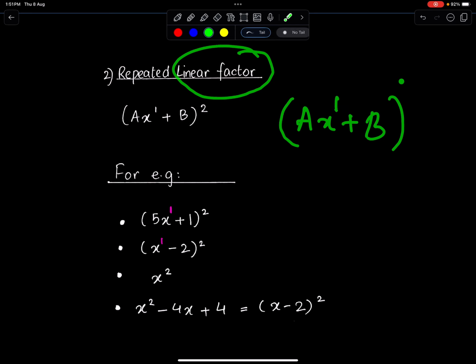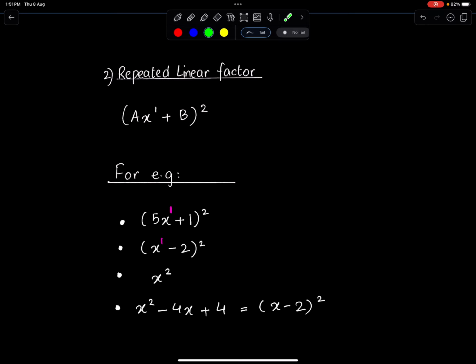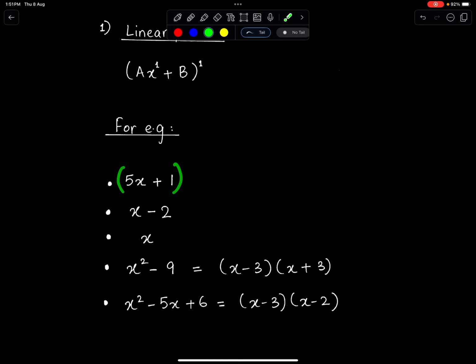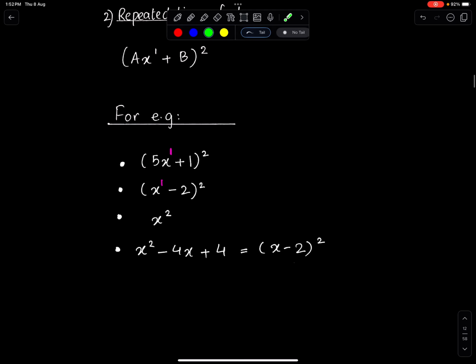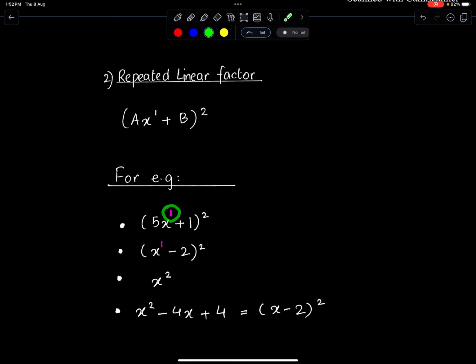And if you square this expansion, then this factor will become a repeated linear factor. So linear means the power of the variable is 1 and repeated means the power of the expansion is 2. This is the generalized form of repeated linear factors. So if you square these factors, you will get the repeated linear factors. Here are some examples. 5x plus 1 whole squared. See, this 1 means the factor is linear and this 2 means the factor is repeated linear. Repeated means the power of the expansion is 2 and linear means the power of the variable inside the expansion is 1.